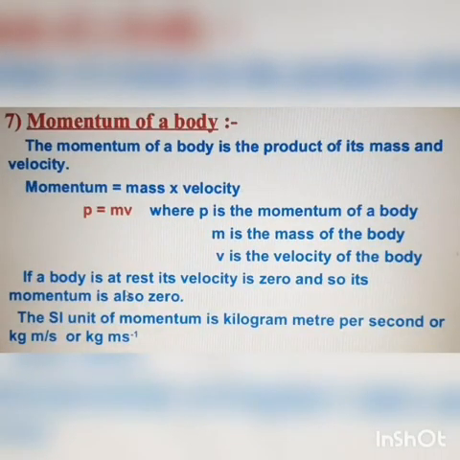Now we are going to learn about momentum. Momentum of a body is the product of its mass and velocity. Momentum is denoted by P. So, P equal to m into v, where m is the mass of the body and v is the velocity. The SI unit of mass is kg and that of velocity is meter per second. So, the unit of momentum becomes kg into meter per second, or kg meter per second.